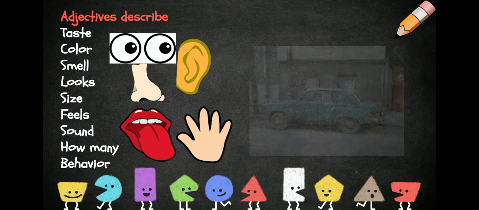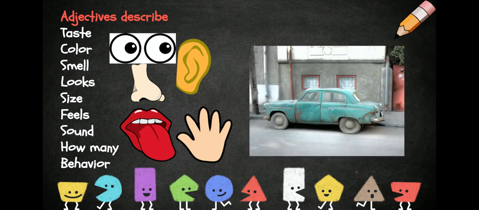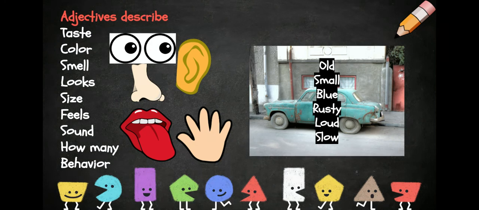Let's try another one. Let's look at this car. Using my five senses, how can I describe this car? Well, I can say that the car is old, it's small, it's blue, it's rusty, it's loud, and it's probably slow. All of these are adjectives that I can use to describe this car.